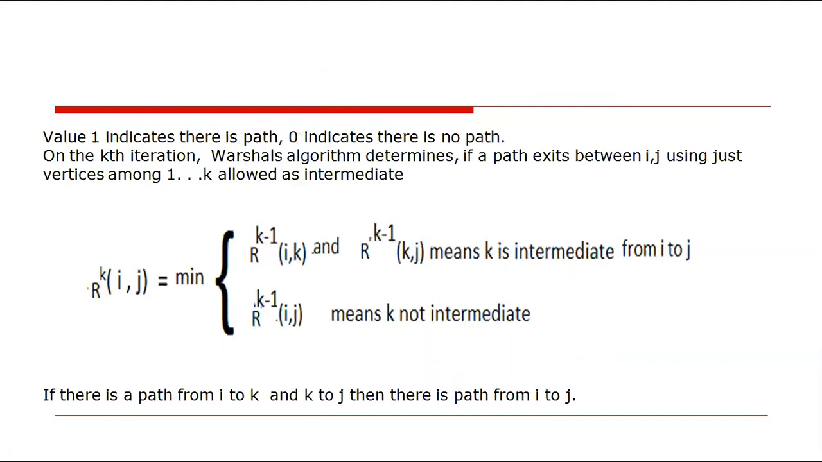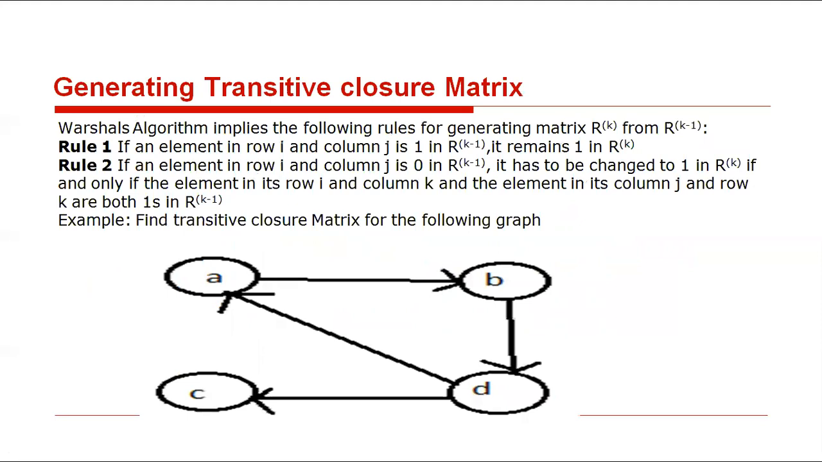Clear all of you? So then this is an equation for the intermediate form of Ij. So the path from I to K and K to J, then there is a path from I to J. If there is no path from I to K and K to J, then 0 indicates there is no path on the kth iteration. Warshall's algorithm determines if a path exists between I and J using just vertices among 1 to K allowed as intermediate. Clear? You're getting the transitive closure matrix.